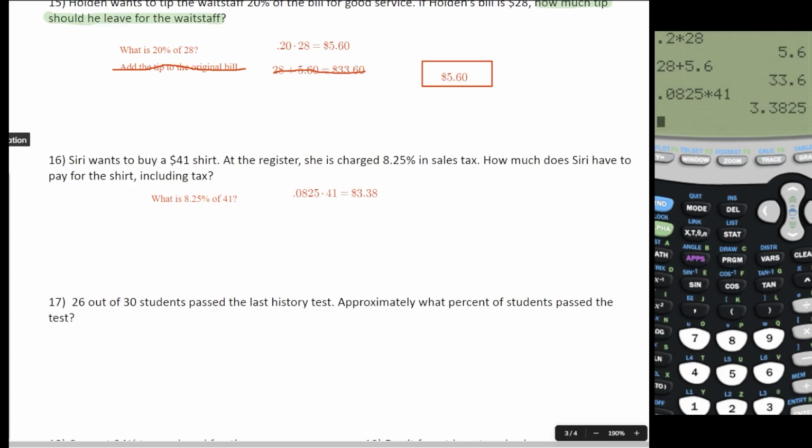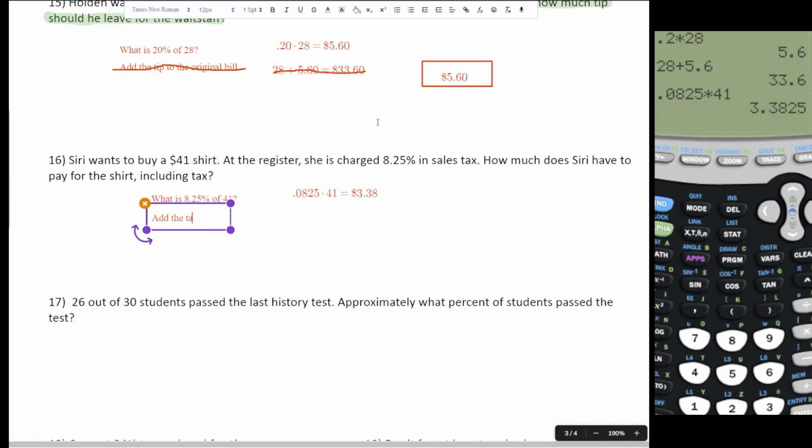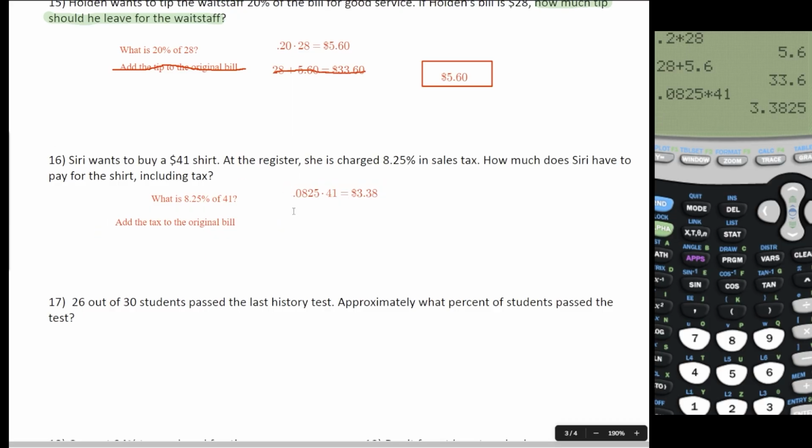So what we need to do after we calculate our tax is add that back to the original amount. So add the tax to the original bill. And so we've got the original bill, which is $41 for the shirt, plus the $3.38, which is the tax, and that's going to give me $44.38.